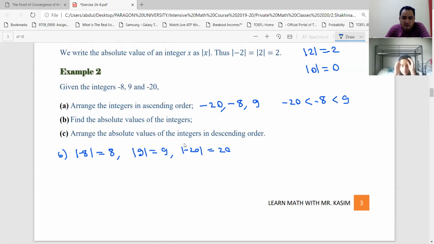Arrange the absolute values of the integers in descending order. So absolute values of these numbers. What are these? That is 8, 9, 20. Descending order means from the largest to the smallest, right? So you can just write it like this.